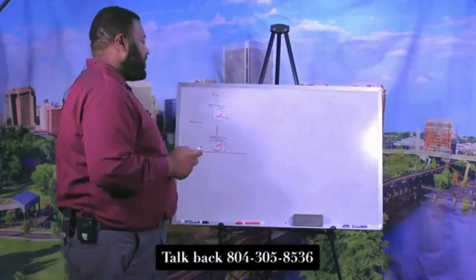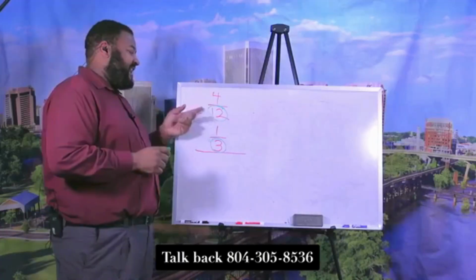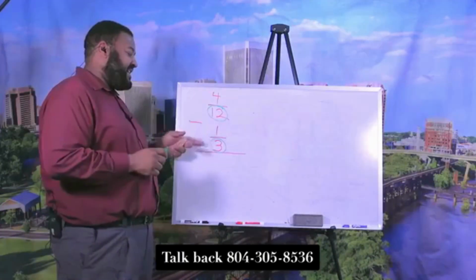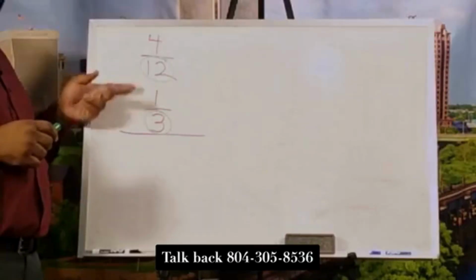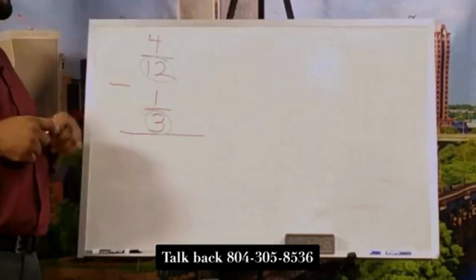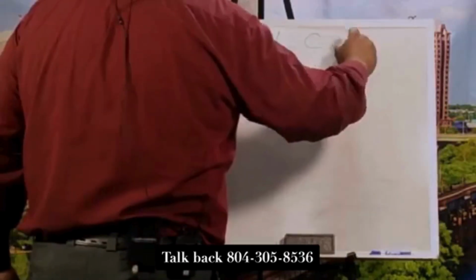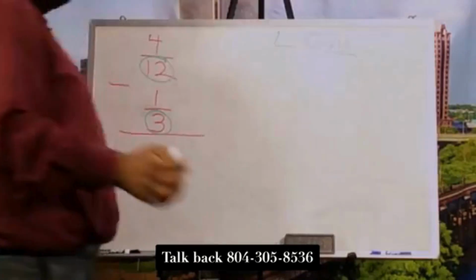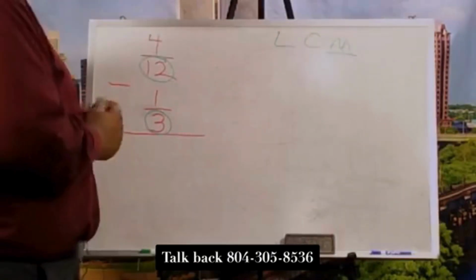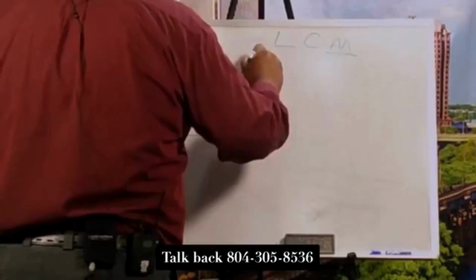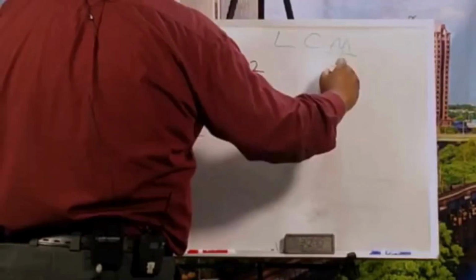What we have going on here, we have unlike denominators. When we have unlike denominators, guess what we need to do? We have to find our least common multiple. And that is when we make our what? Our big M. So now I need to do my 12s. Okay, and my 3s.